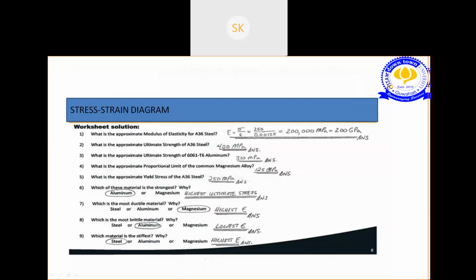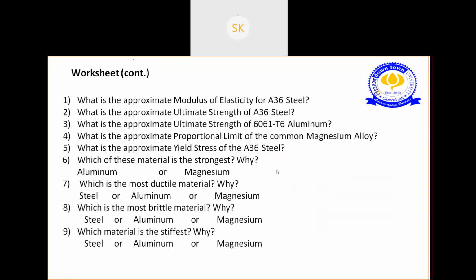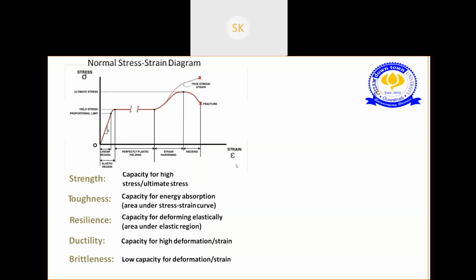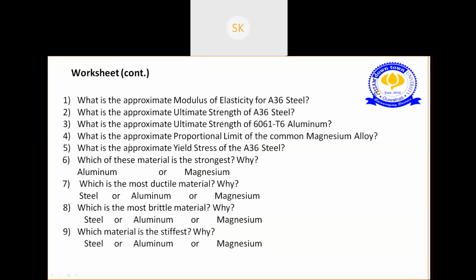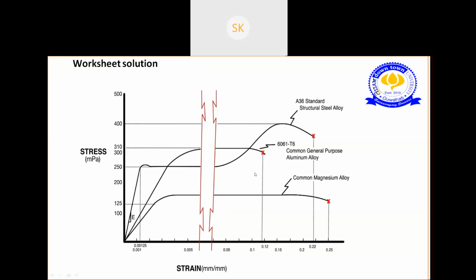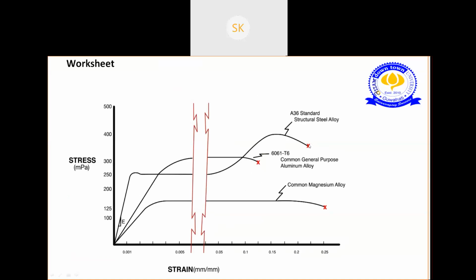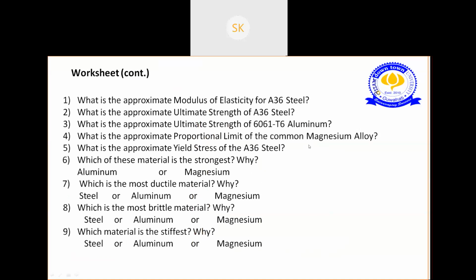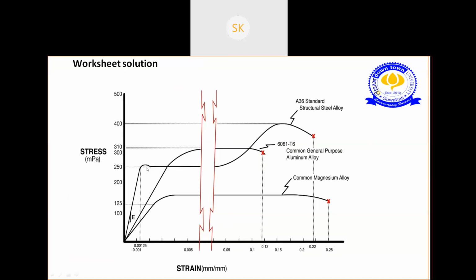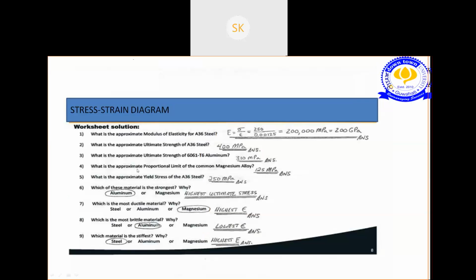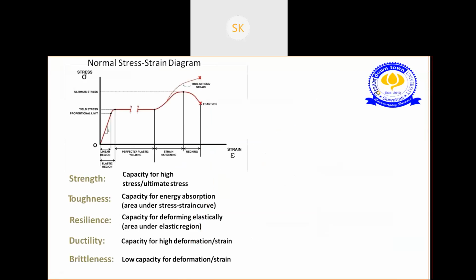Got it? Now they have asked you to find the yield stress of A36 steel. What is yield stress? The next point, right? So for A36 steel, which is this one, this is your yield stress, 250. So it will be 250. Now they have asked you to find which material will be strongest. So which will be the strongest?